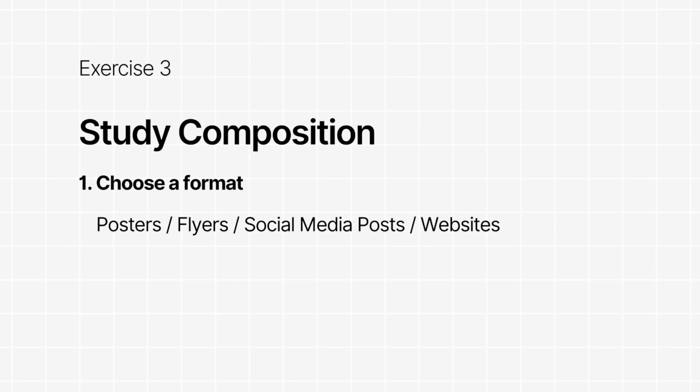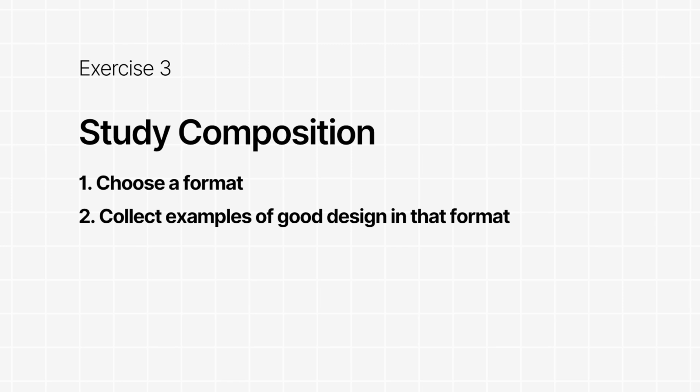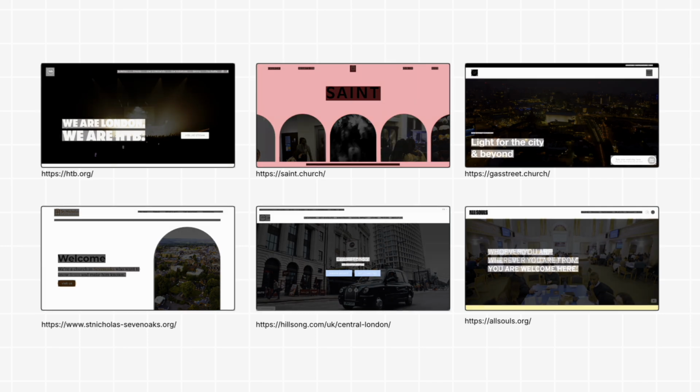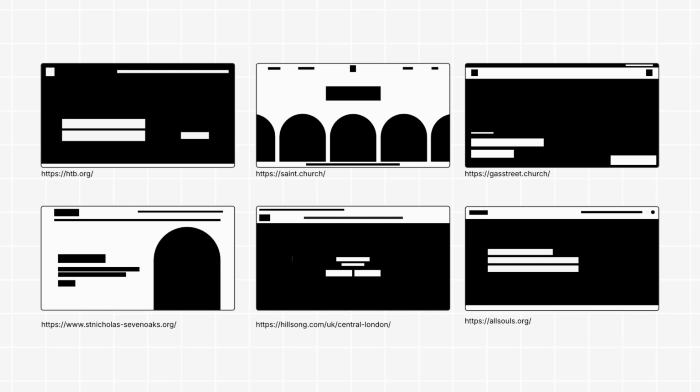For this activity, you're going to choose a format. So for this example, I'm going to choose websites. And then you need to collect examples of good design in that format. So I've picked a few examples here of church websites. And then what I'm going to do is I'm going to recreate these using simple, basic black and white shapes. And so I've created almost a silhouette of these designs. And that means I'm really able to focus on the things that are really hard to see usually.